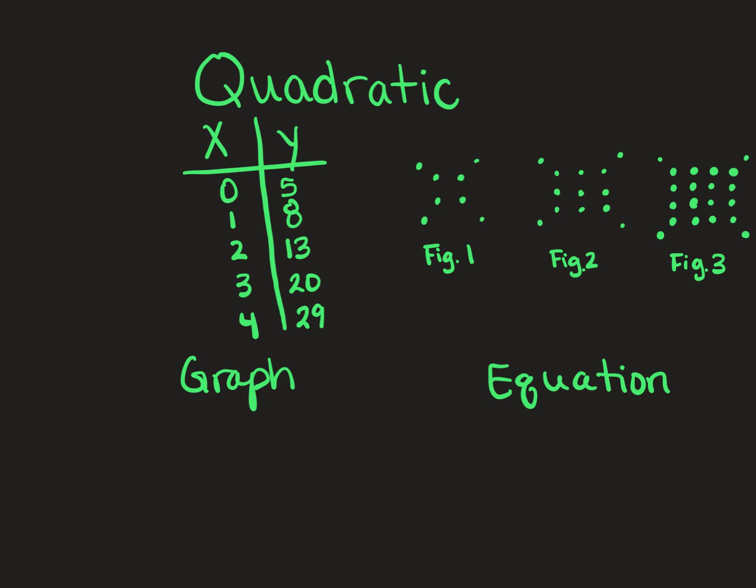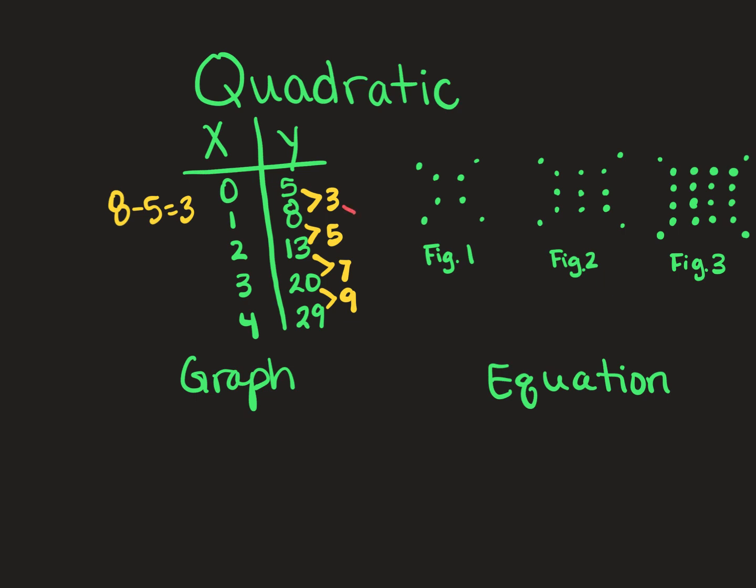Our quadratics. If we take the difference between 8 and 5, which I would think to myself 8 minus 5 is 3, and we take the difference here, we get 5, and if we take the difference here, we get 7. 20 minus 13 is 7, and we get 9. You'll see that they don't have a common difference. So what we need to do is check for a second common difference.